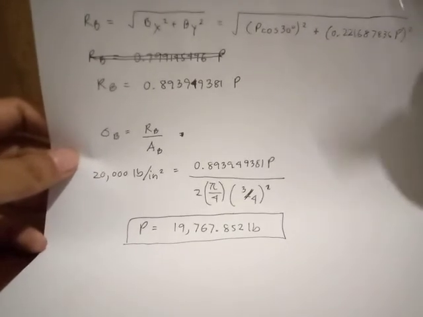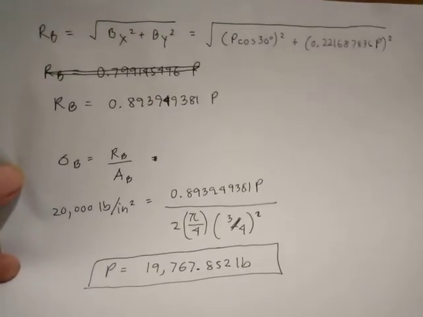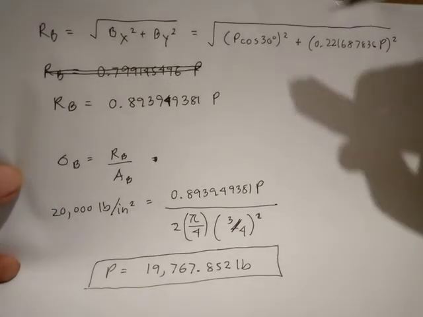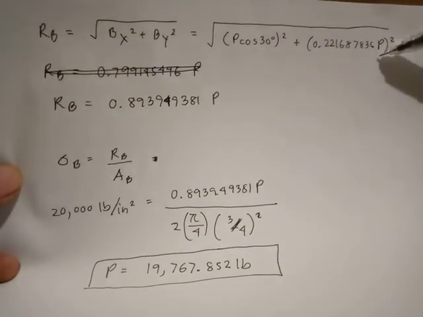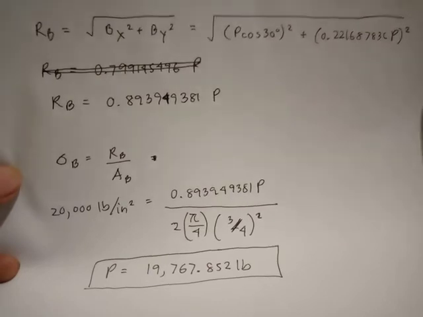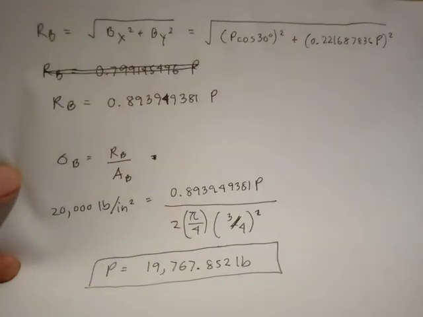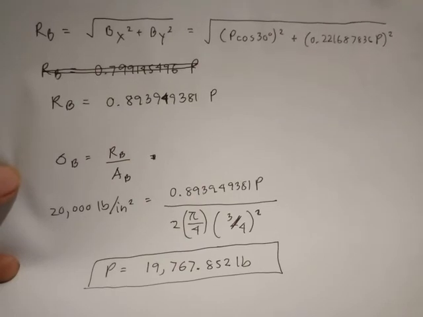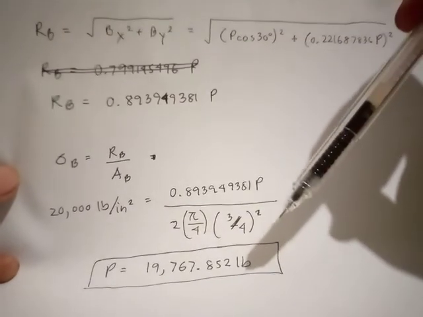Ito yung karugtong niya. Kasi, hinahanap natin yung RB, di ba? Hinahanap natin para makita natin yung resultant ng forces at B. So, Bx squared plus By squared. Okay, so si Bx, alam natin, is equivalent to P cosine 30. At ito namang si By is 0.22168786P. Okay? Yan. So, then again, ito yung RB mo, 0.893949381, okay? Baka magtanong kayo, bakit mo dinamihan yung decimal places, sir? Okay, ginawa ko to para mas accurate yung sagot natin. Pwede nyo na ding i-round up into 4 or 5 decimal lang para hindi masyadong ambiguous.